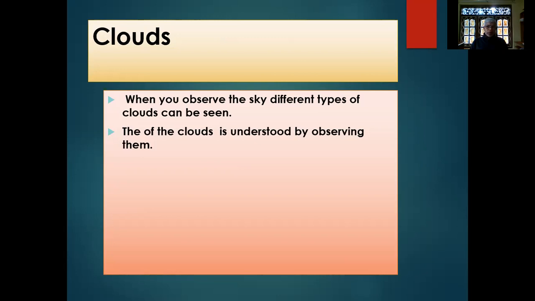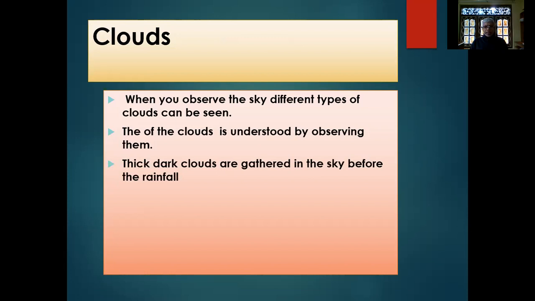That is also a very important one. Thick dark clouds gather in the sky before the rainfall. Usually rainfall occurs from the rain clouds. Simply we call them the rain clouds. The rain clouds are somewhat dark in color, because from the dark clouds we get the rainfall. When the sky is full of dark clouds, we say now it is going to rain.